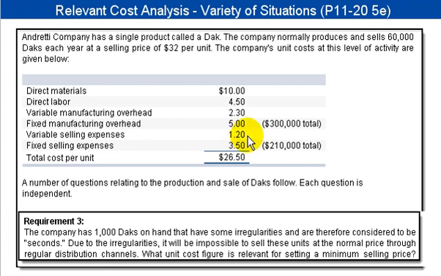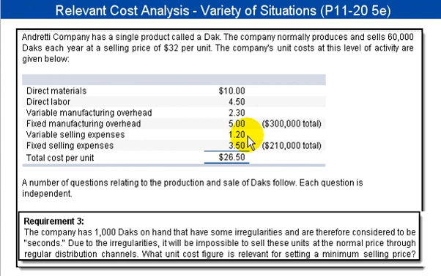Okay, and that's because the irregular units have already been produced, so production cost, including the variable production cost, at this point are sunk costs. There's nothing we can do about them. On an incremental basis going forward, those costs have already been spent. The fixed selling expense is irrelevant because it's going to be incurred whether or not these irregular units get sold.